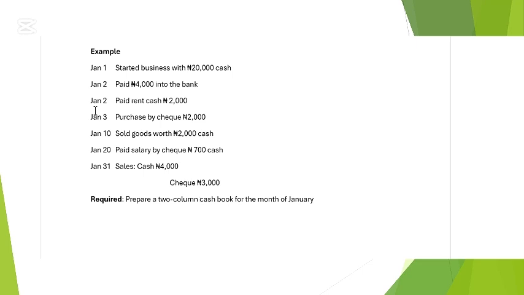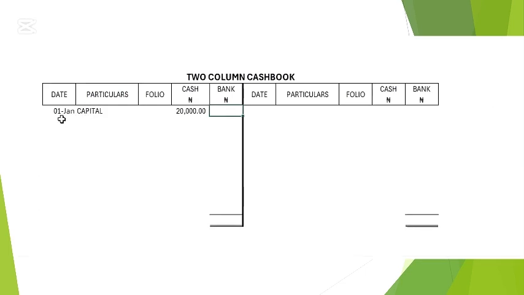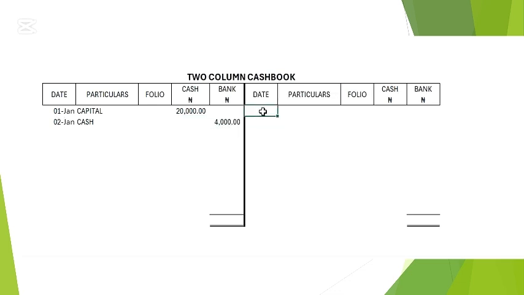January 2nd, paid 4,000 naira into the bank. Money paid into the bank. Money came from someone and it's going somewhere. So the money left the cash and was paid into the bank. That means bank is receiving the money while cash is giving out. Let's solve it now. On the 2nd, who is giving out? Cash is giving out. So let's show cash here. What is the bank receiving? Bank is receiving 4,000 naira.